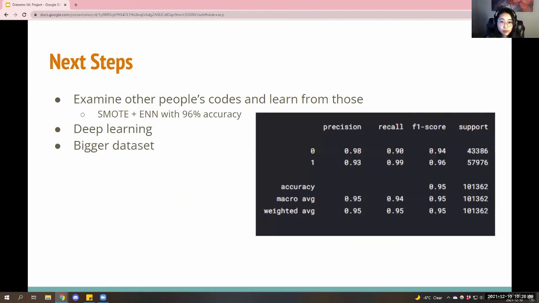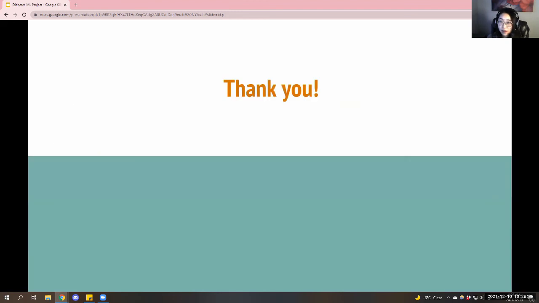To improve my model, my next steps would be to examine other people's code and learn from those. One of the entries I saw used SMOTE and ENN, which got them an F1 score of 96 with good precision and recall. I would also like to learn more about deep learning since a basic neural network yielded a higher accuracy than my other models. Further tuning will likely yield better results. Lastly, I would like to use my model on a bigger dataset and perhaps even the original BRFSS dataset. And thank you for listening.